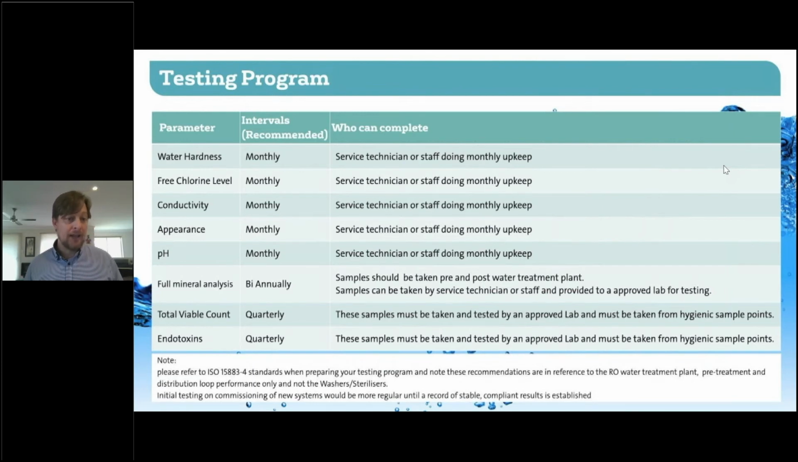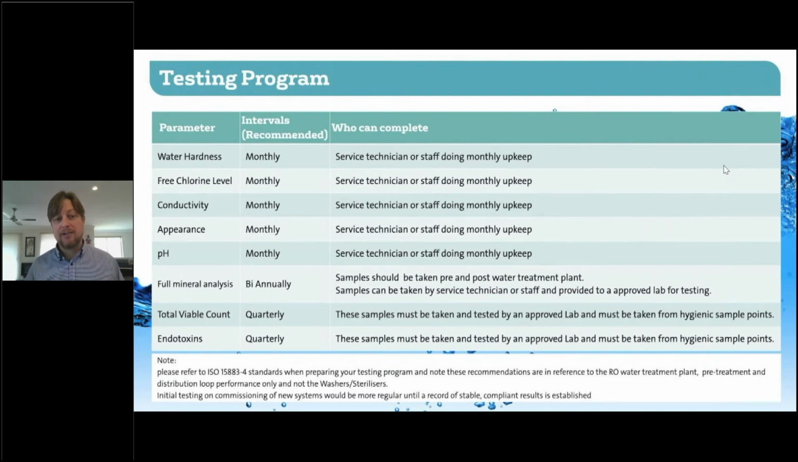Your full mineral analysis of your feed water and of your treated water should be something that you're doing about biannually, just to make sure that your feed water source is staying consistent, because obviously you're designing your system based on your feed water that's provided, and if there's any large variations to that, then you may need to make some adjustments to your solution. So that's something that's done biannually, and the samples can be taken by staff or a service technician because they're not sanitary samples, and then taken to a lab for testing.